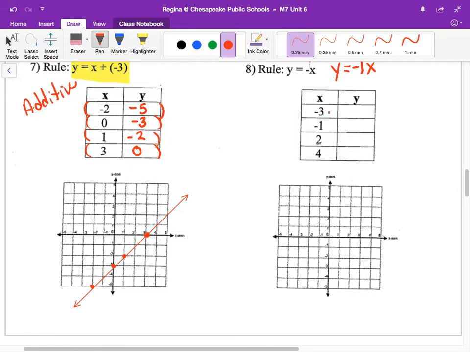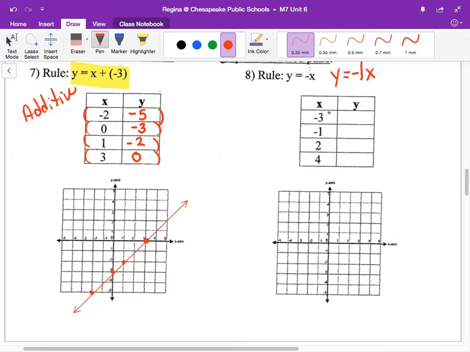Okay, now over here, this is multiplicative, so I'm anticipating once I find my 4 points, they're going to be on a line, and one of them is going to go through the middle. It should go through the middle. Let me go ahead and see if my prediction holds out. -1 times -3 is a +4. Use your calculator if you don't know your integer rules too well. -1 times -1 is a +1. -1 times 2 is a -2, and then 4.